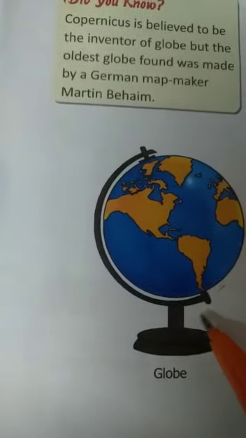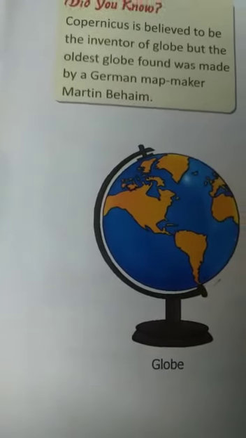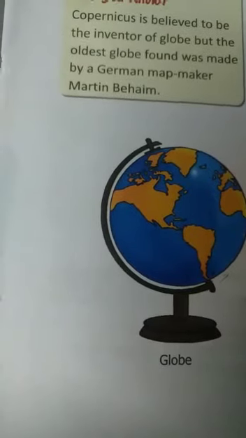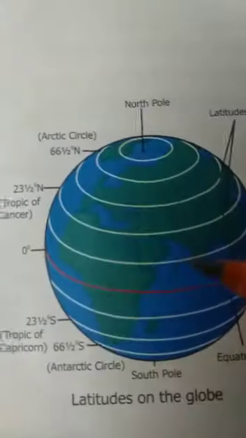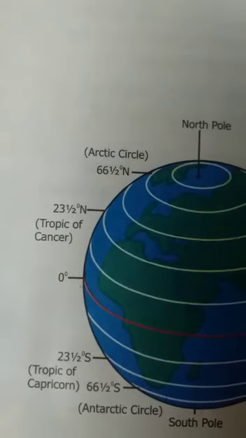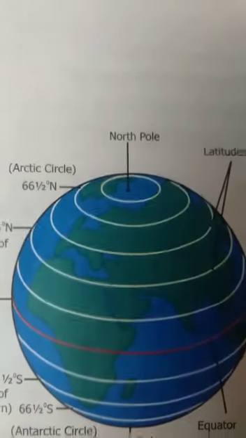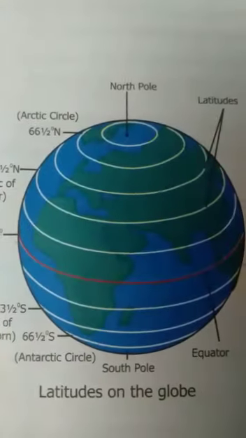There are circular or semicircular lines running across the globe. The lines that run in circles are called latitudes and the lines that run in semicircles are called longitudes. These lines are imaginary. They help us in marking the location of places on the globe. Now we will study about latitudes.